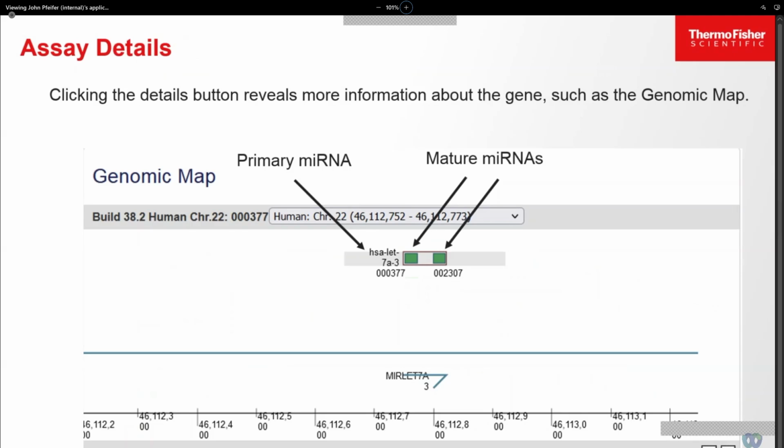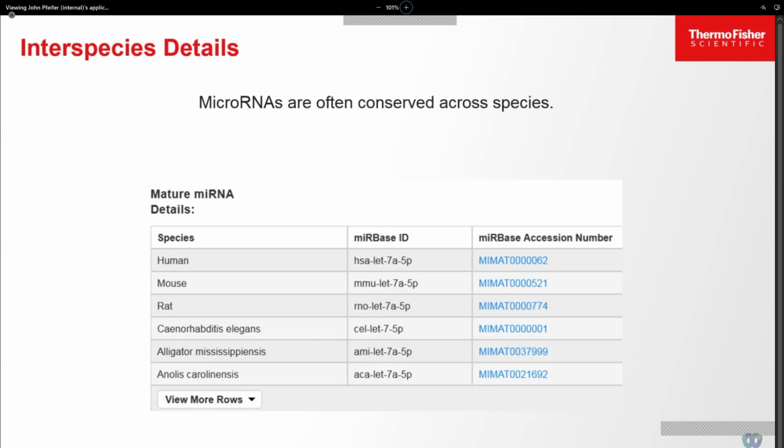Also, we provide a lot of bioinformatics information about our assays, including the genomic map, which might be helpful. Additional bioinformatics information is that microRNA sequences are often highly conserved across species, so it's showing that this particular microRNA is compatible with quite a few species here.